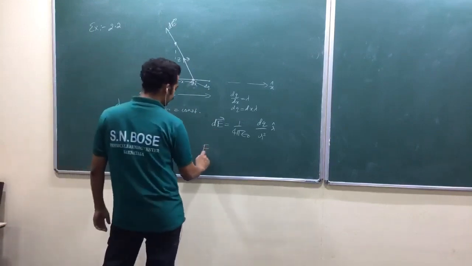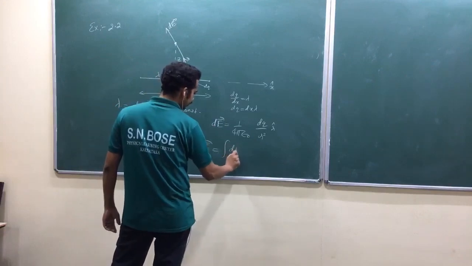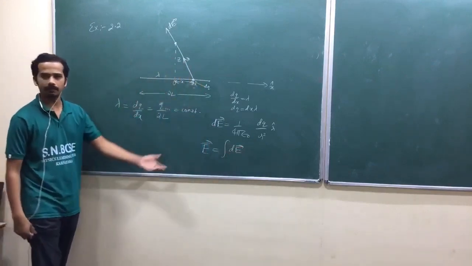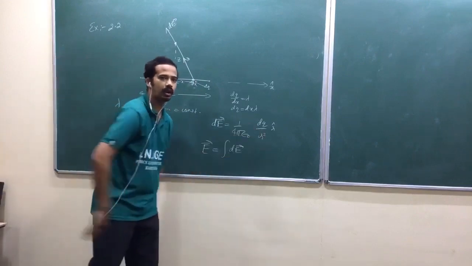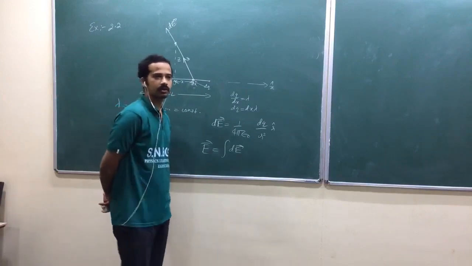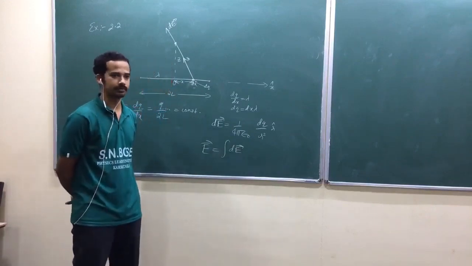Now, what is the total electric field? That's equal to the integration of dE vector. If you have two vectors, you can use your law of addition of vectors. Am I right? But in integration, you have to convert that one into scalar integration.